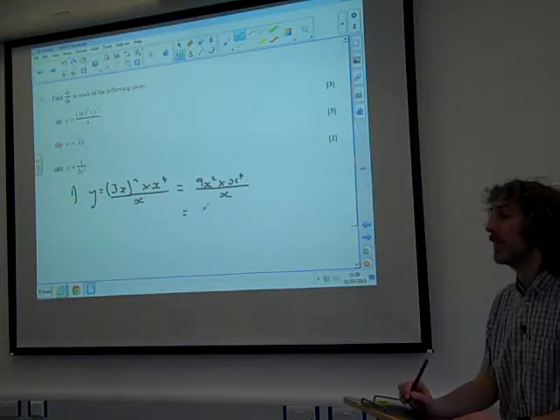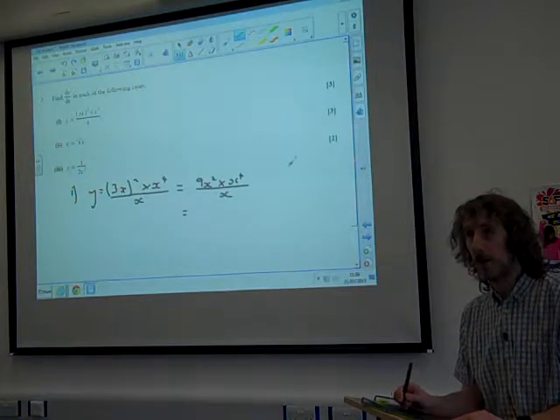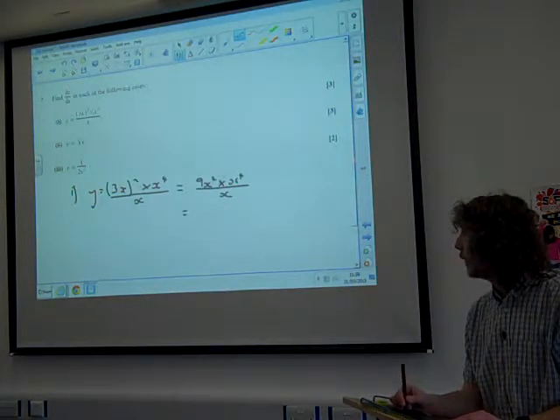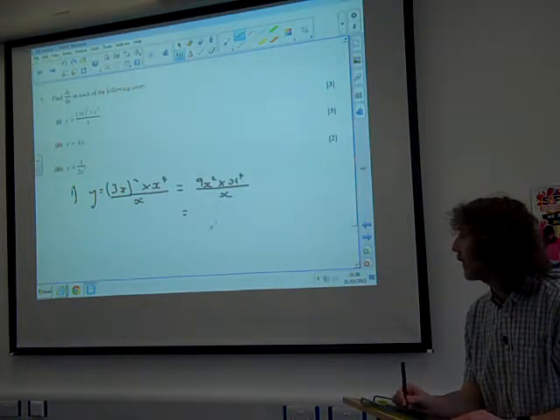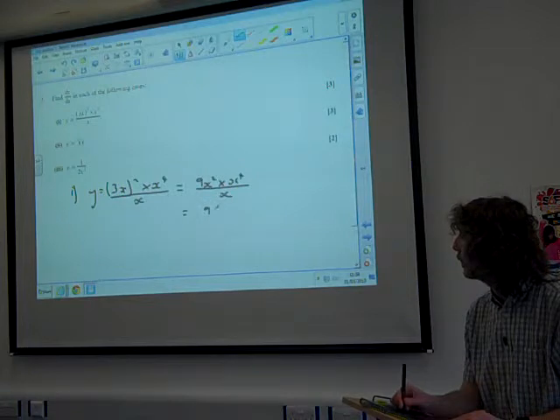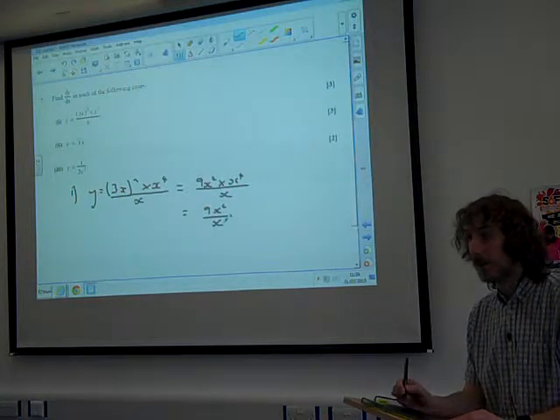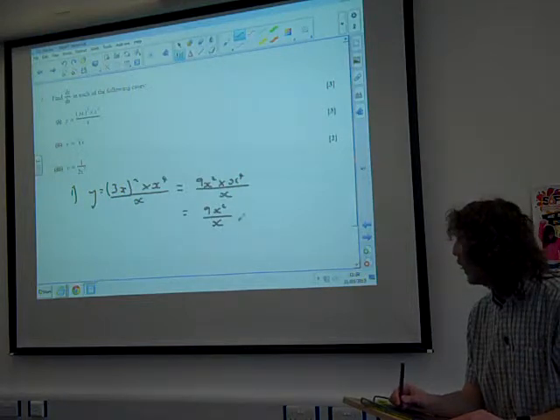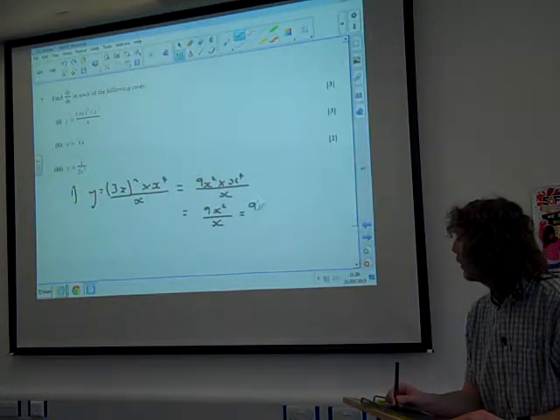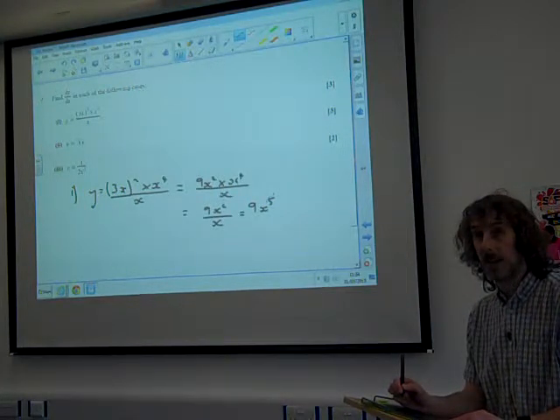Still, I'm not going to differentiate anything yet. We remember when we wrote down the laws of indices, feels like a long time ago, that if you multiply these together, you add the powers. So this is going to give us 9x to the power 6. And then, by the same token, when we divide, we subtract the powers. So here we've got 9x to the 6 over x to the 1. Subtract the powers, we end up with 9x to the 5. Now we've done a lot of work there, we haven't done any differentiation.